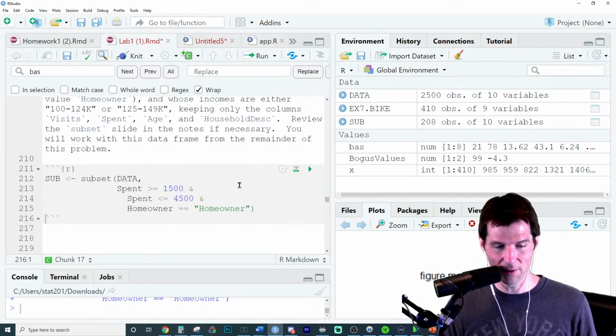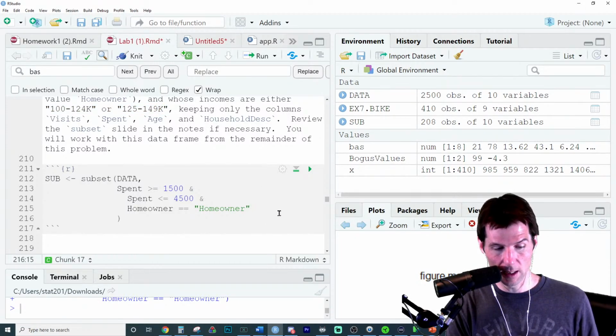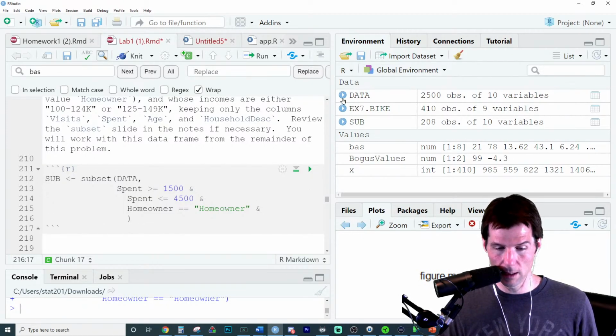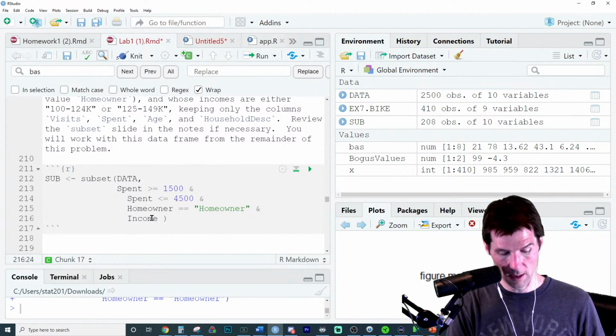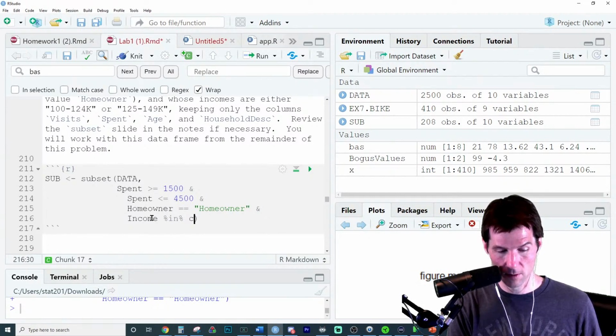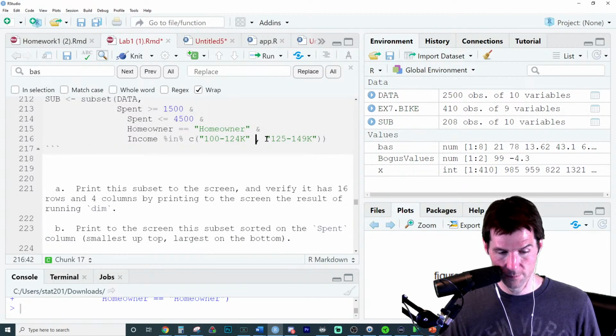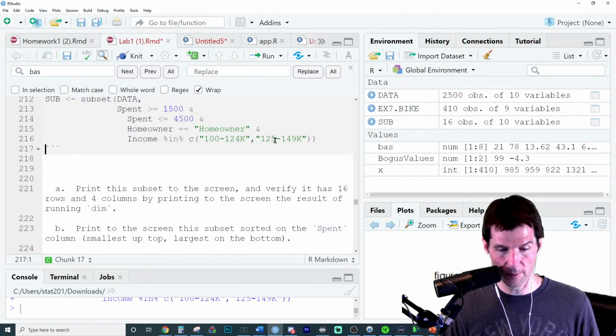Yep, it'll save everything. And whose incomes are either this or this. So this is a tough one right here. We want this or this. This is the best way to do this. We want that their income is contained in the vector. This and the or is a comma. And so I think that's got it. These are all the conditions that we have.